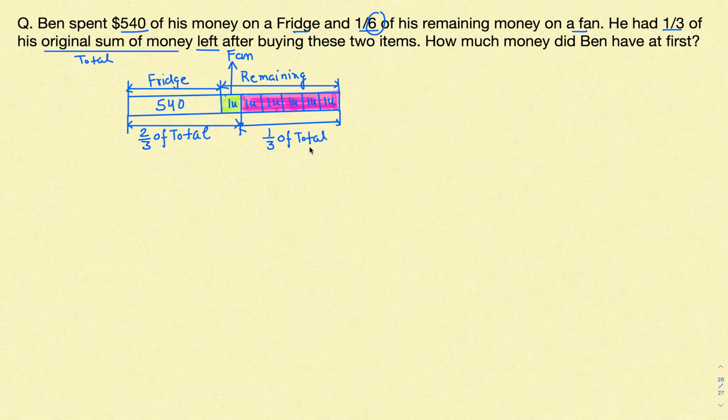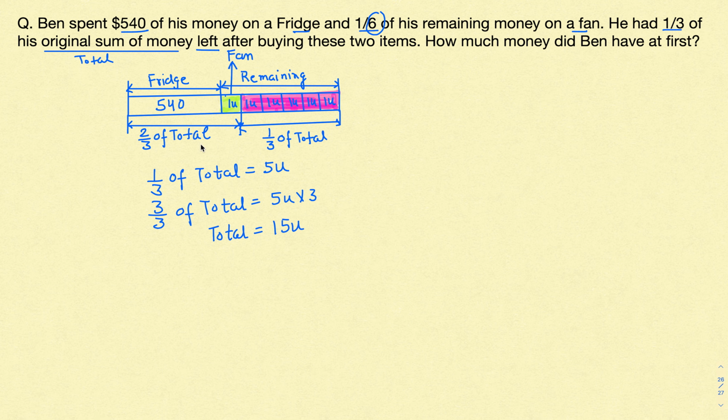What is 1 by 3 of total? How many units is 1 by 3 of the total? You can see it here: 1, 2, 3, 4, 5 units. So we can write it, 1 by 3 of total is equal to 5 units. So how much will the total be? Just multiply both sides by 3, and you will get total is equal to 3 times 5, 15 units.